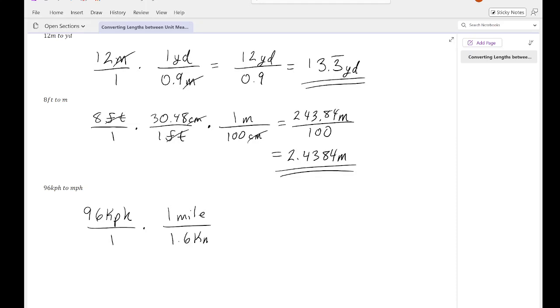1.6 kilometers. So km cancel out, even though I have a km here, it's just the k, gone. And now I can multiply across, so I'm going to have 96 mph over 1.6. And again, if I do the arithmetic here, I'm going to get 60 miles per hour.